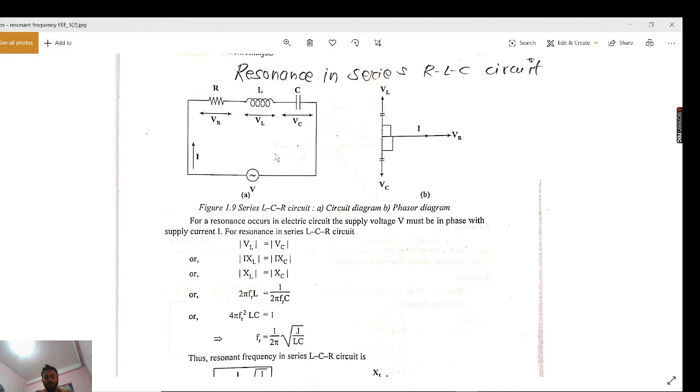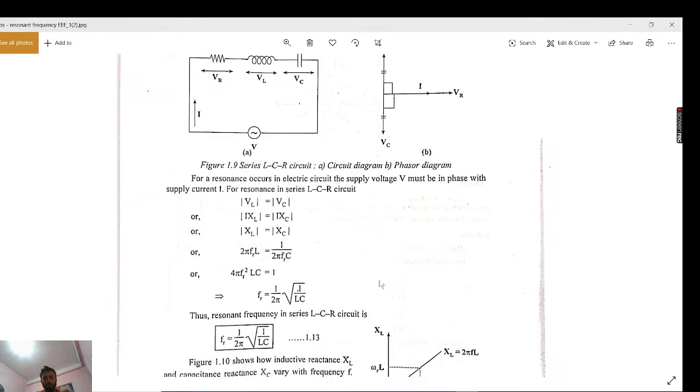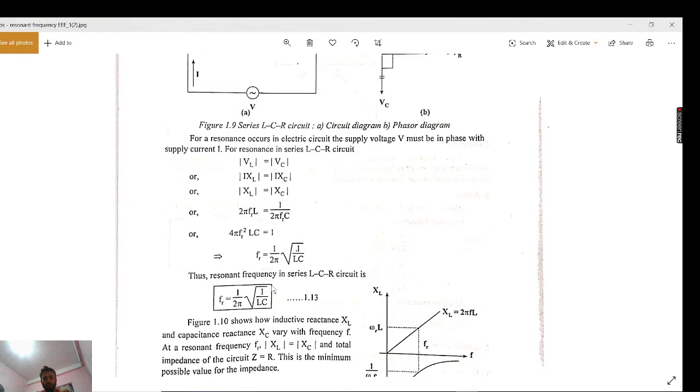For resonance in series RLC circuit, we have the condition VL must be equal to VC, that is, the voltage across the inductor and the voltage across the capacitor should be the same. I know VL is represented as I into XL, and VC is equal to I into XC. So we can write XL is equal to XC, and you know XL is equal to 2 pi FL, and XC is represented as 1 upon 2 pi FC. So you get Fr is equal to 1 by 2 pi root under 1 upon LC. Hence the resonance frequency is Fr is equal to 1 upon 2 pi root under 1 upon LC.